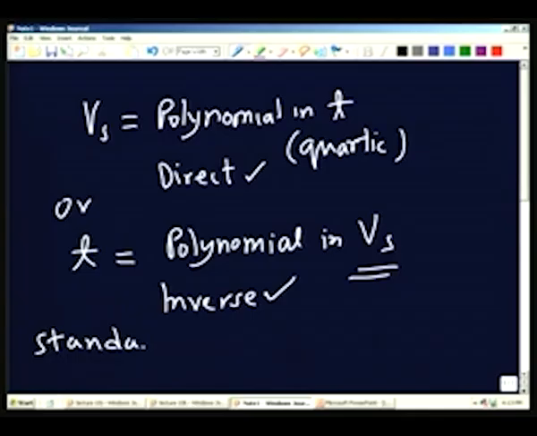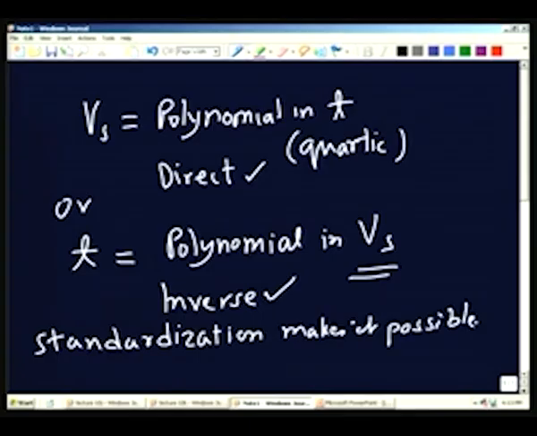In fact, standardization makes it possible to have these specified once for all.